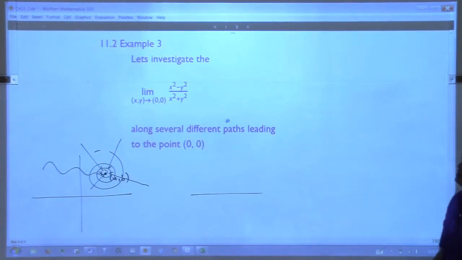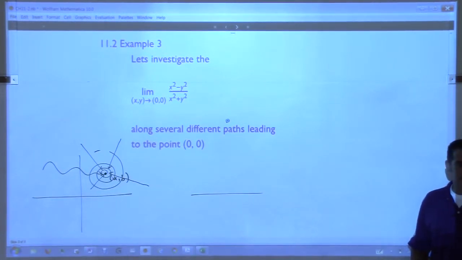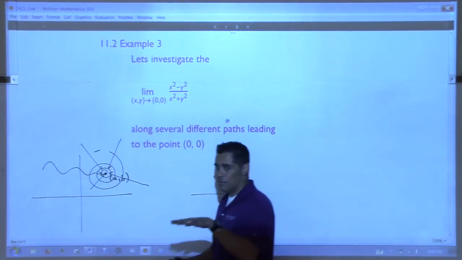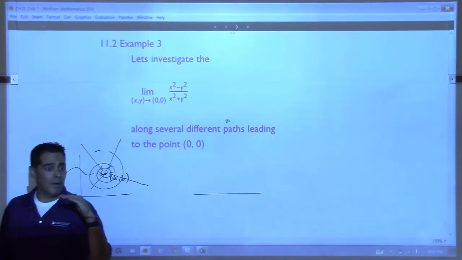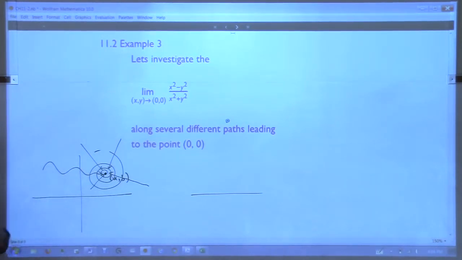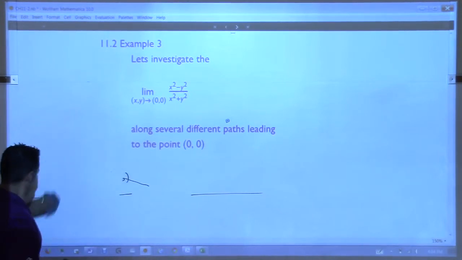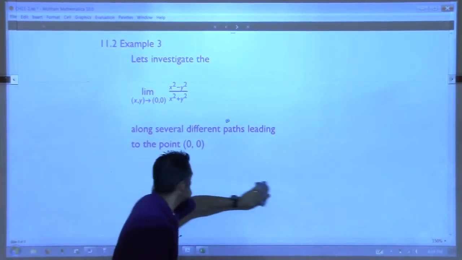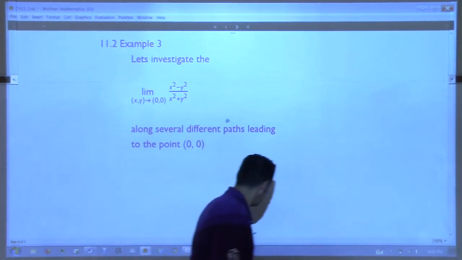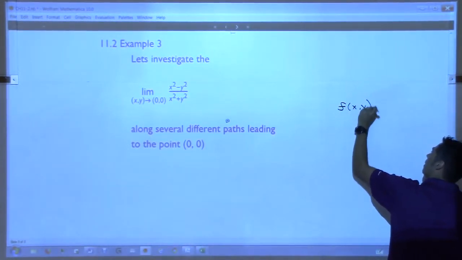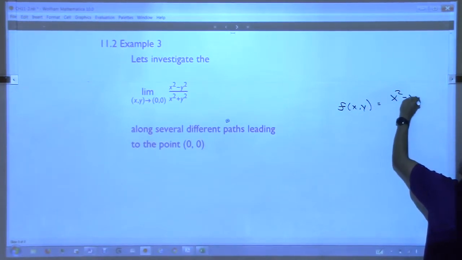We say to ourselves, it might be easier for us to show a limit does not exist than it would be to show that it does exist, right? To show it does exist, we have to test every path, which seems to be off the table at this point. But we can still check to see if a limit does not exist. So look at this particular example. I have a function of two variables. The function here is f of xy equals x squared minus y squared.